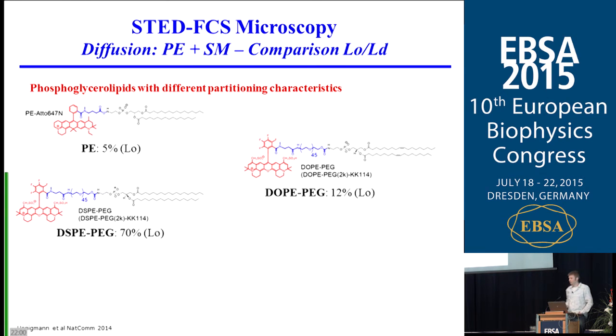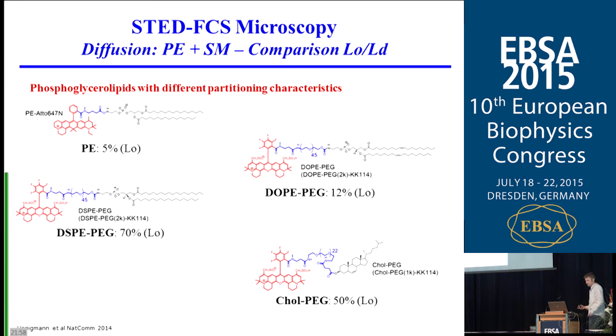And just to have another comparison, we used a PEC-linked cholesterol, which goes 50-50 into the LO-LD environment. So we have 4 different lipids, phospholipids, that have all different preferences for different ordered environments. So if it has an effect on our live recordings, we should see a difference.